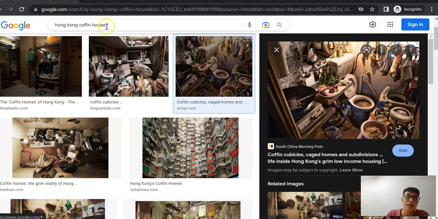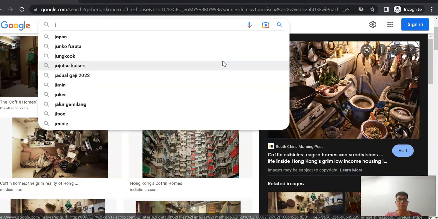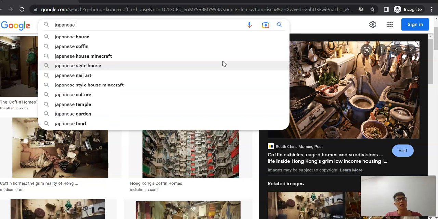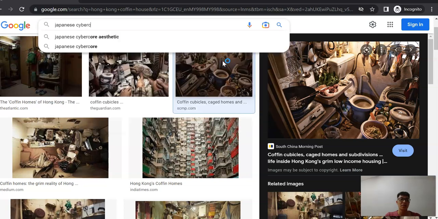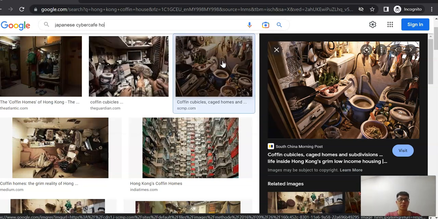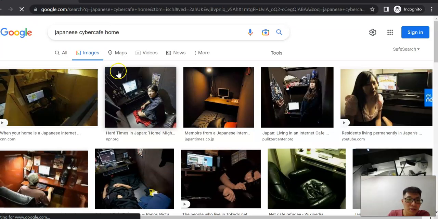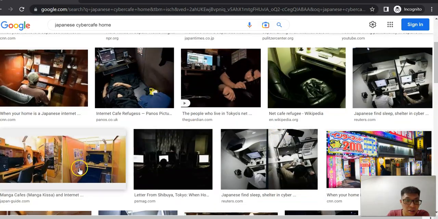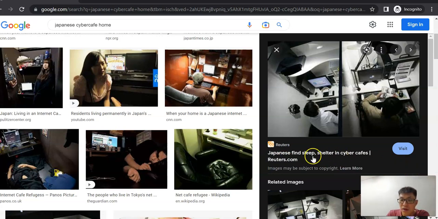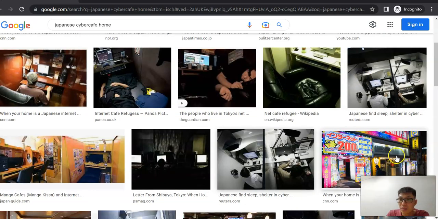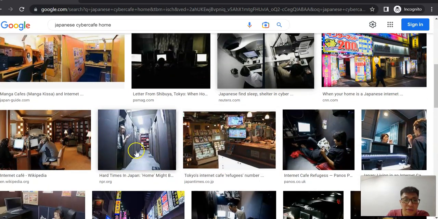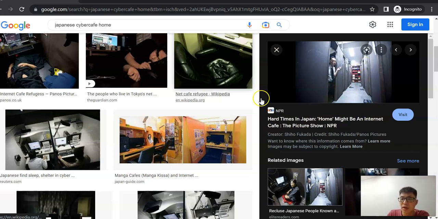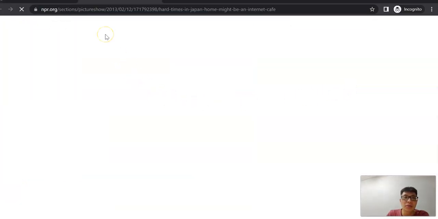In Japan, there's a borderline case, it's not considered illegal yet. We have the Japanese cyber cafe homes as well. I can't remember the exact term they use, right? They find sleep and shelter in cyber cafes, because in Japan the cyber cafe has this 24-hour room that you can use. There's a computer inside. Most of them cannot afford to live in normal housing anymore.